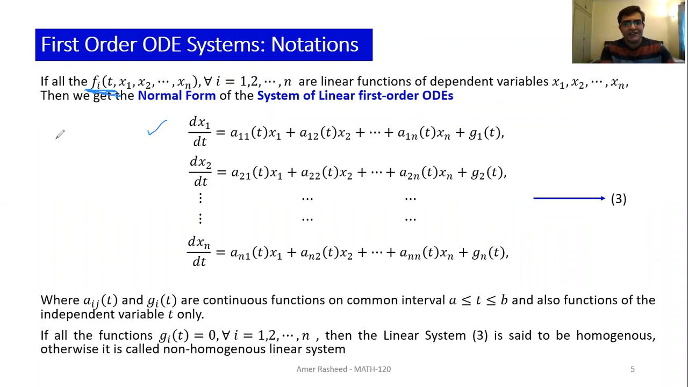So dx1/dt is equal to a11(t). This is a coefficient function and it depends on t only. It is a function of t times x1, the first dependent variable, plus another coefficient a12(t), which is only a function of t, times the second dependent variable x2, and so on, up to this function times xn, plus some function of t which is not the coefficient of any dependent variable. In general, we write this in this way.